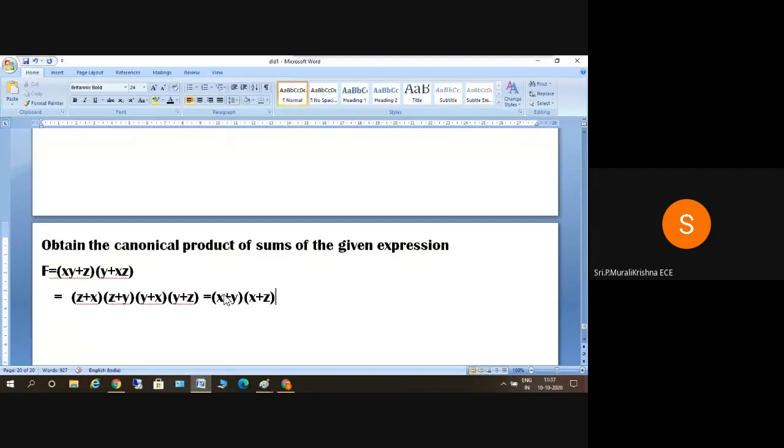So we have 2y plus z here. So I can write only 1 plus y plus z here. So y plus z and y plus z. Yeah, 2y plus z, I can write it as 1y plus z.